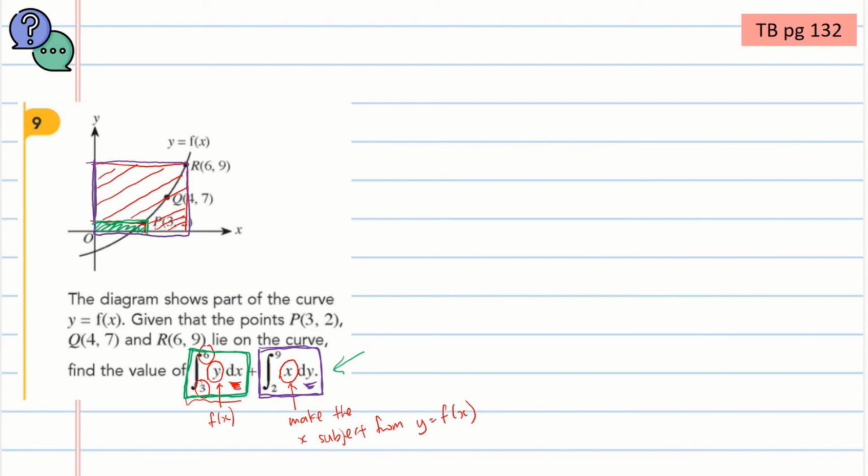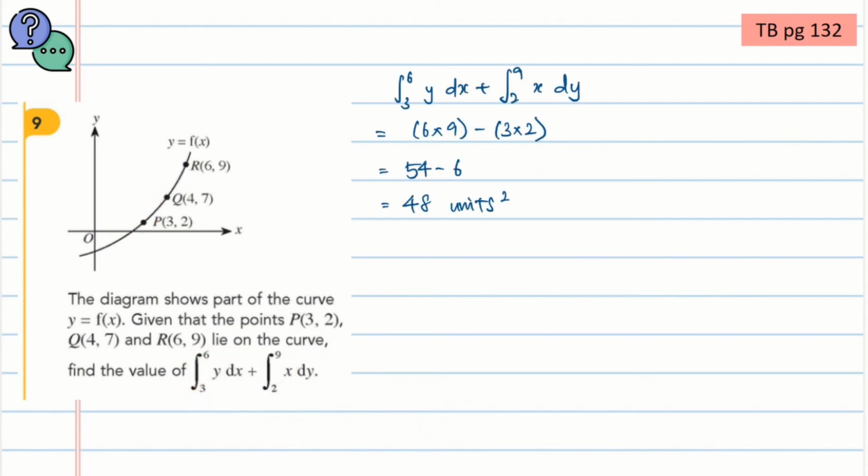Right? So let me show you the answer. So the big rectangle, which was the purple one that I mentioned just now. So this is the big rectangle. I have my length to be 6 based on the x-coordinate of r, and then the breadth here to be 9 because of the y-coordinate of r. So 6 times 9 will be the area of the big rectangle.